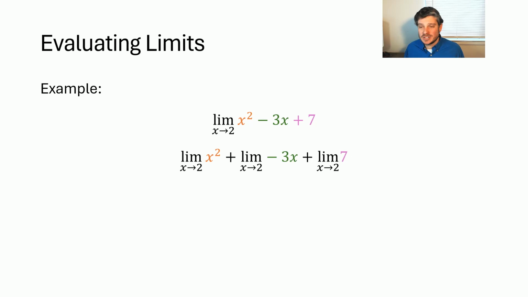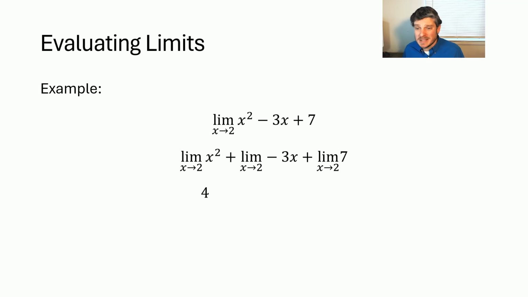And then we have my constant term 7. Okay. Then we can go through and evaluate these term by term. So we look at that first one, the limit as x approaches 2 of x squared. Well, wait a second. We know that the power rule means I can just plug it in. So that'll be 2 squared. We know 2 squared is 4, and we're done. We can move on to the next limit.